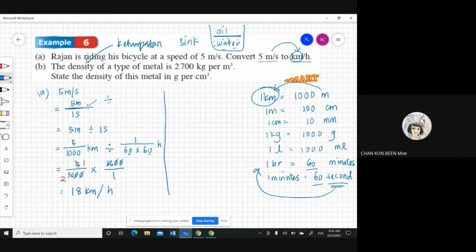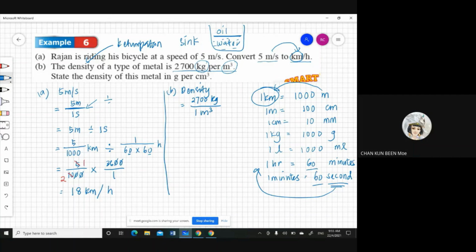Yeah, so today we are going to learn density. Look at the question here. The density of a type of metal, sejenis besi, is 2,700 kilogram per meter cube. You can see the unit involved is kilogram and meter cube. State the density of this metal in gram per centimeter cube. Simple, you don't have to worry. We write down the rate first, the density. So density is equal to 2,700 kilogram per meter cube, meaning it is per 1 meter cube.